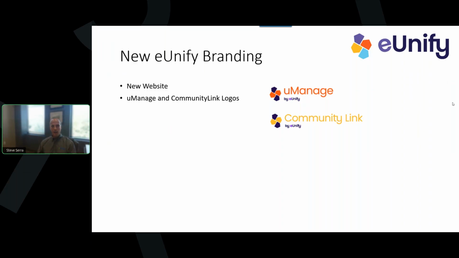The other piece is we have new branding for UManage and Community Link. These are the logos for UManage, the orange, UManage by Unify, and Community Link by Unify will be the yellow. So purple and yellow, purple and orange. If you look closely, these little four things are actually houses. That's our little link back to HOAs. So look forward to those new logos heading out there.